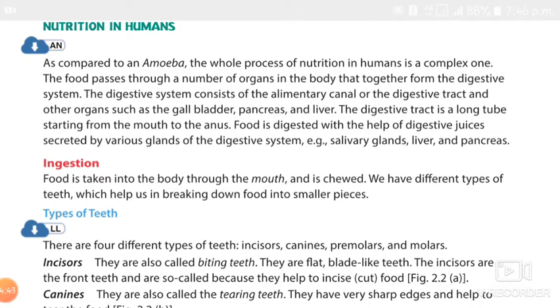We studied the types of teeth. How many types of teeth do we have? 4 types: incisors, canines, premolars, and molars. An adult human can have a maximum of 32 teeth. There are 4 incisors, 2 canines, 4 premolars, and 4 or 6 molars in each jaw.